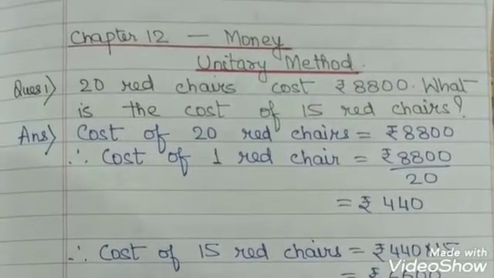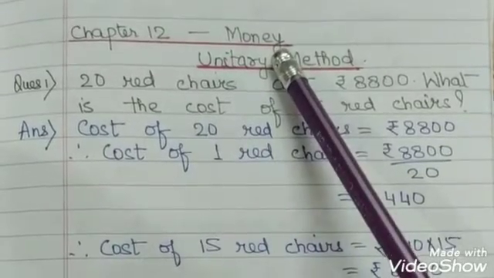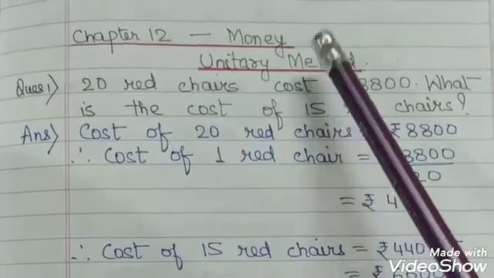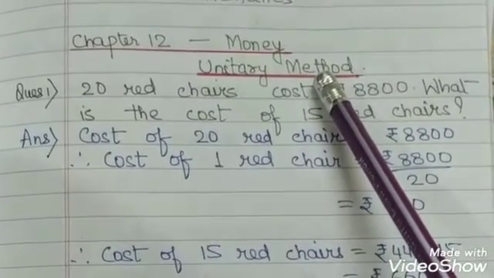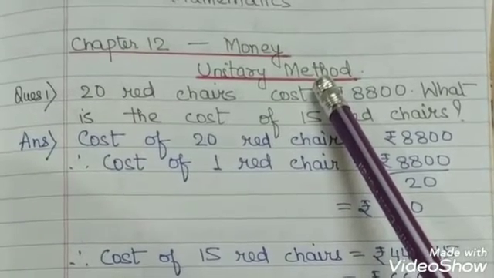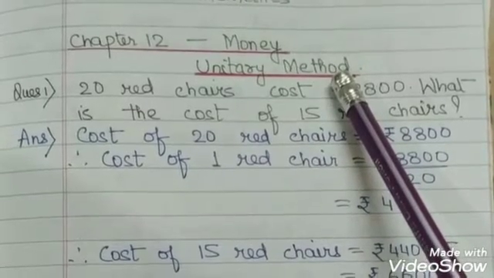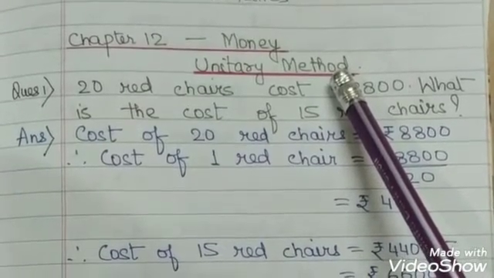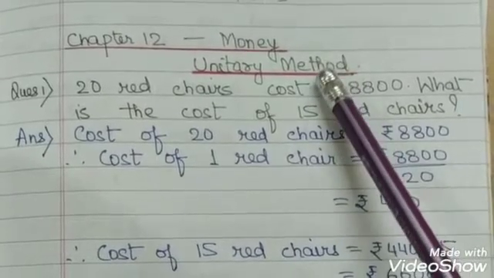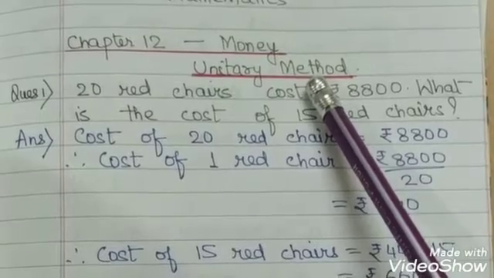Welcome all. Today we will start a new chapter, chapter 12, money. The first topic in this is the unitary method. The unitary method is a technique for solving a problem by first finding the value of a single unit by the process of division, and then finding the necessary value by multiplying the single unit value. Thus, this method is used to find the value of a unit from the value of a multiple, and hence the value of the multiple.